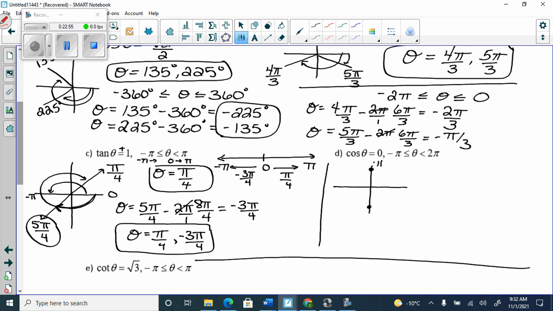Pi over 2 and 3 pi over 2. Now, could you do these all in degrees? Could you make this be negative 180 to 360? Make these be 90 and 270. Find the coterminals that fit because it makes more sense in your brain. Then convert to radians at the end?